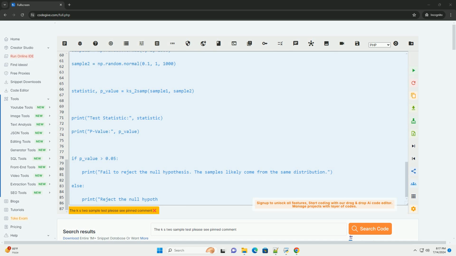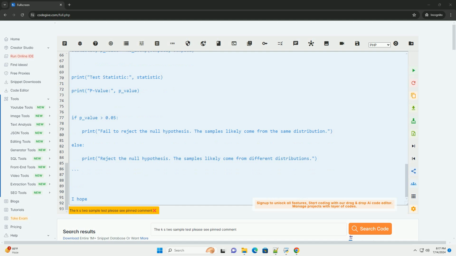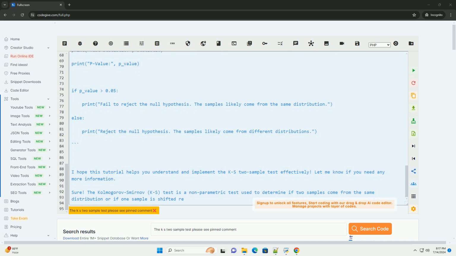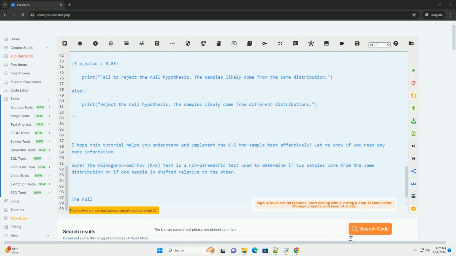4. Interpret the results. If the p-value is greater than your chosen significance level, for example 0.05, you fail to reject the null hypothesis, indicating that the two samples likely come from the same distribution. If the p-value is less than your significance level, you reject the null hypothesis, suggesting that the two samples come from different distributions. Here's the complete code example.